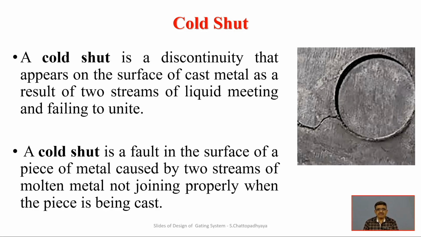One can see cold shut in terms of the figure. It is a discontinuity that appears on the surface of the cast metal as a result of two streams of liquid meeting and failing to unite. It is like borders between two countries, refraining them from shaking hands with each other. That also happens during casting, where, before cooling and solidification, they cannot meet, and that is the cause of cold shut. It is a fault in the surface of a piece of metal caused by two streams of molten metal not joining properly. So that is the problem known as cold shut.